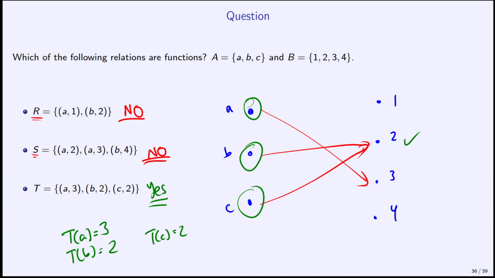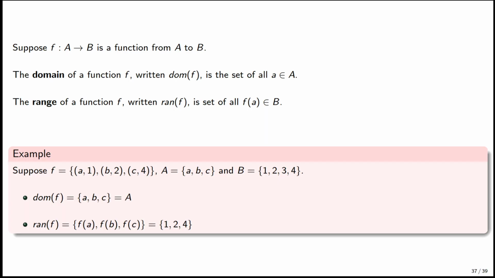It's okay. So that's just a basic intro to functions. Next, we're going to talk about different terms for these, domain and range. So f goes from A to B. This is a function from A to B, so you have some elements in A, you have some elements in B, and there's a mapping between them.